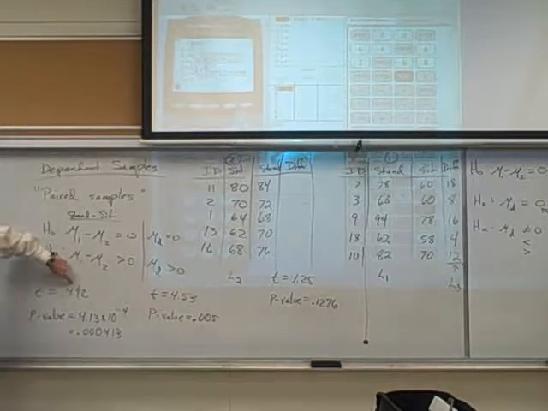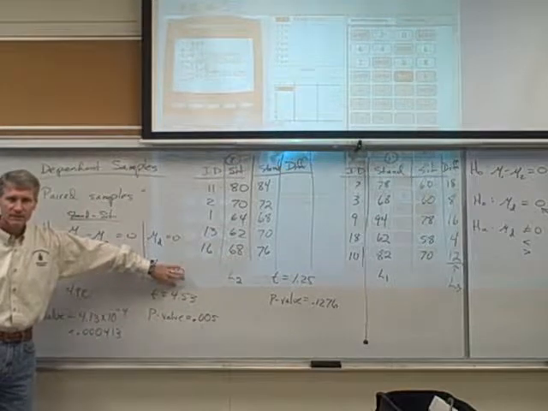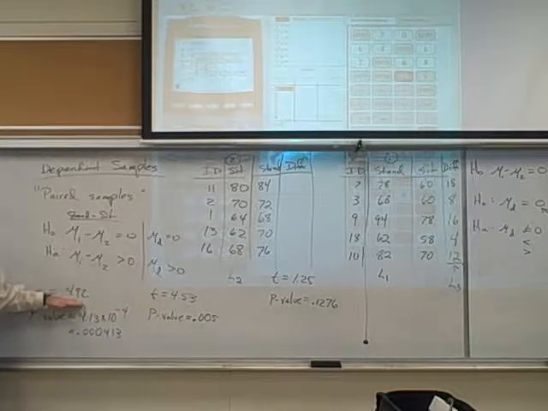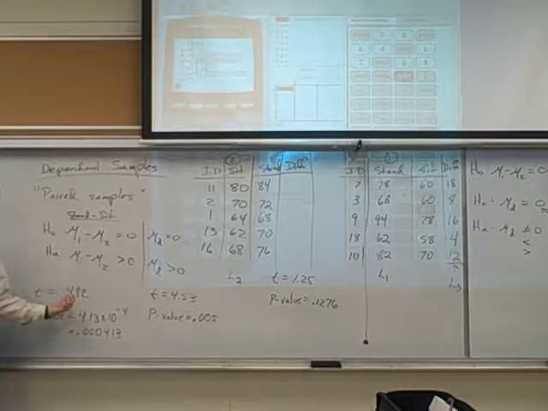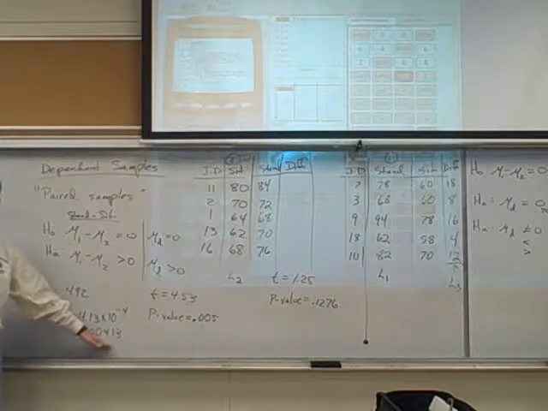Notice also that the t-test statistic got bigger. And what is this a measure of? 4.92 what? Standard errors that our data was away from the null hypothesis. And that's a lot. It's almost 5 standard errors. So you get a really small p-value.